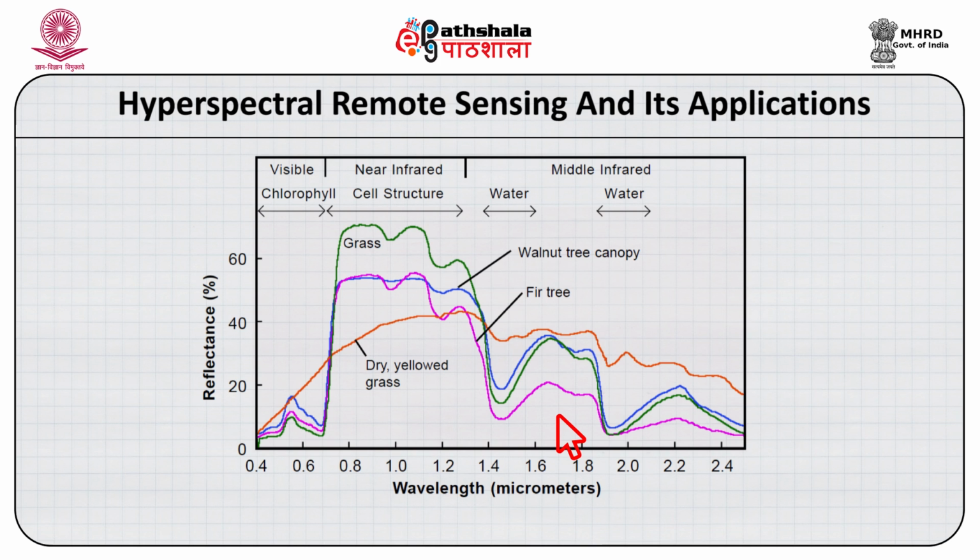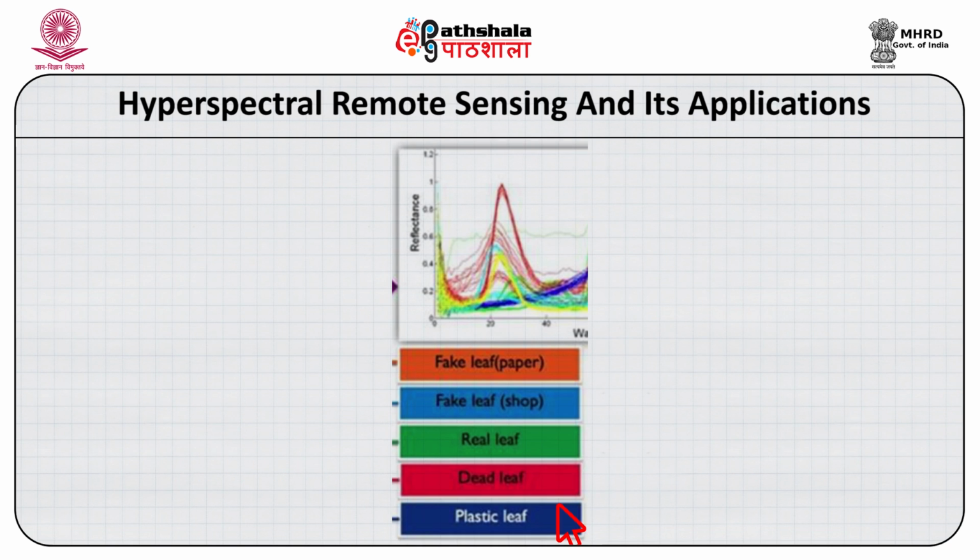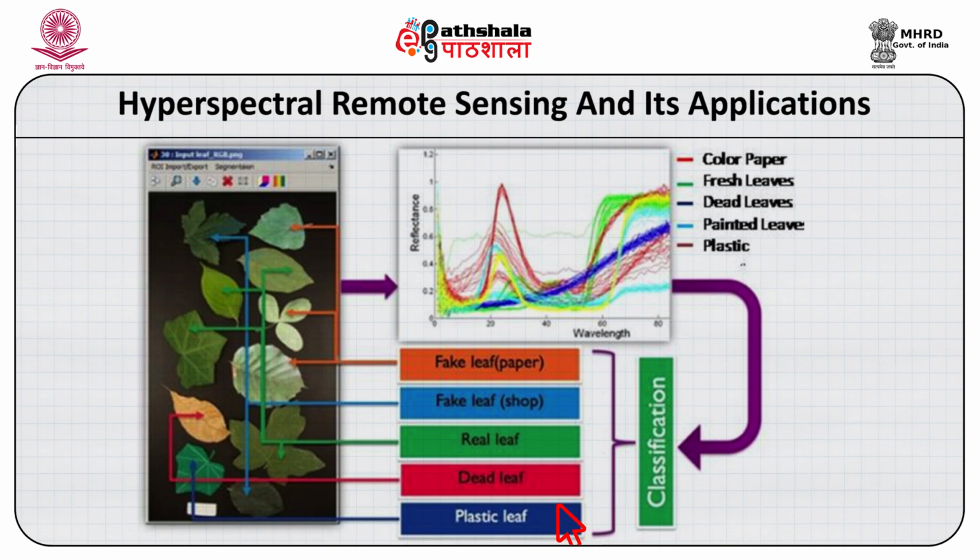Now, if we see another application of hyperspectral data, figure 8 gives a very clear and interesting picture. On the left side there is a snapshot of a computer screen where you see different types of leaves. One is dark in color, maybe green, one is whitish, and some are yellowish. So you see different colors, shapes and sizes of leaves. One is called fake leaf paper, the fake leaf shop, then real leaf, then dead leaf, then plastic leaf.